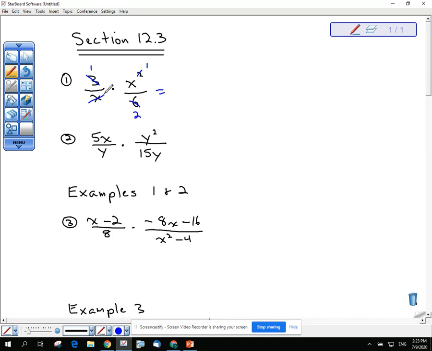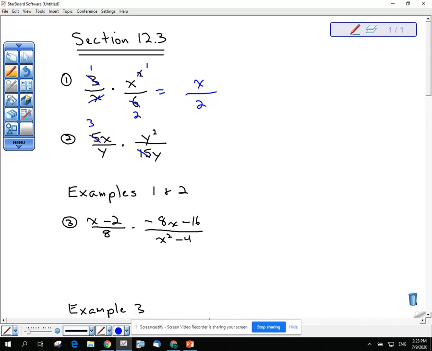With either method, you do need to be a little careful that you understand what you've simplified it to. This is 1, whereas this is x to the 1. Make sure you understand your own notation. So 1 times x to the first power is just x, and 1 times 2 gives us x over 2. The next one is similar, but a little more complicated.